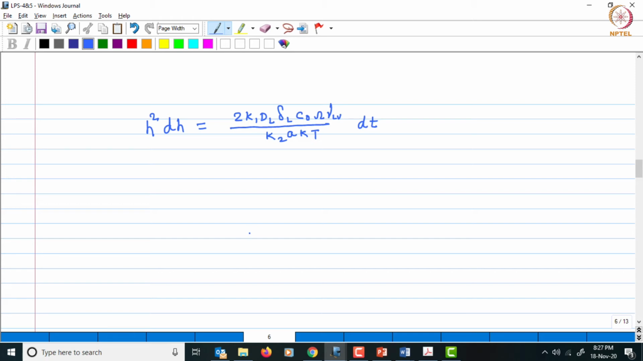And now if we integrate this with the boundary conditions, h equal to 0 at t equal to 0, then we will get an expression for h.